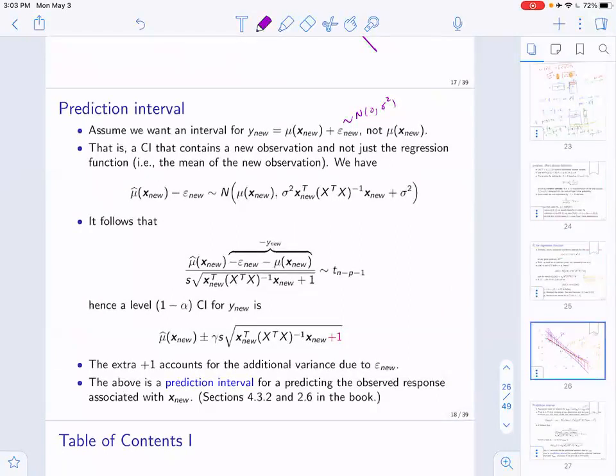So what happens is that I want to build a confidence interval for this, right? And the way I'm going to do it is that I have an estimate for this part. This is going to be mu hat x nu. And then if I look at mu hat minus epsilon nu, these are independent. So this is based on epsilon 1, epsilon 2, up to epsilon n. And these are the noises that I had in the sample, sometimes called the training sample in machine learning. This is a new observation. This is like a test point.